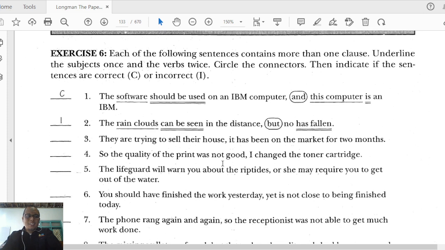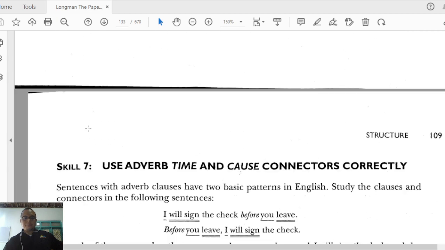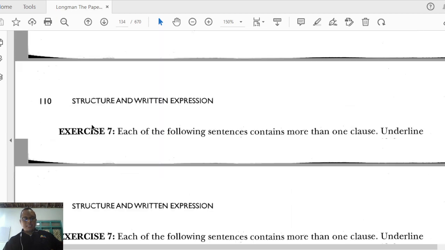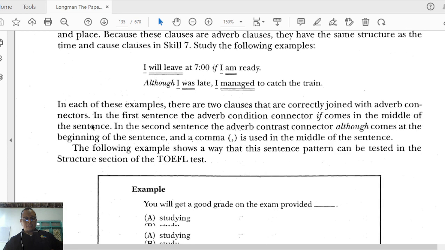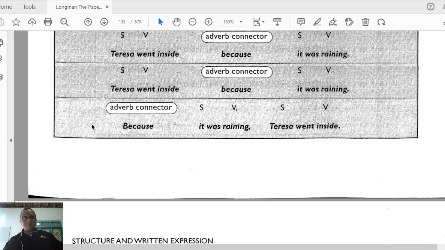Okay, so here we have the following sentences contain more than one clause. Underline the subject once and the verb twice. Yeah, the same drill. Circle the connector and then indicate if the sentence is correct and if the sentence is incorrect. Okay, so this is basically a clean sheet now.